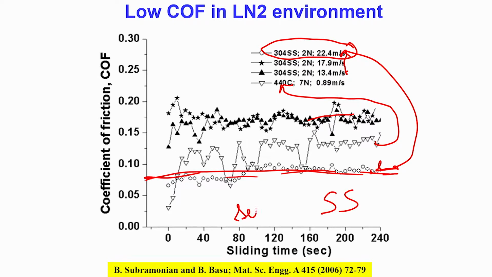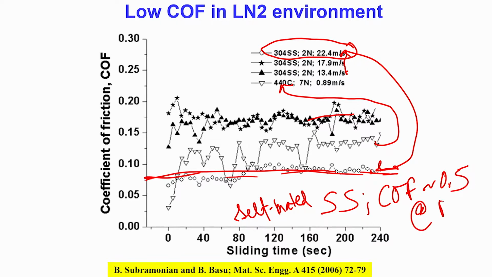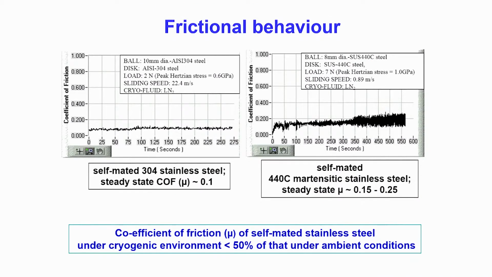If I am talking about the self-mated stainless steel at room temperature, the COF is around 0.5. So, this is 0.5 at room temperature, but at liquid nitrogen temperature at high sliding speed conditions, as you can notice here, the coefficient of friction is reduced almost 5 times. So, 0.5 to less than 0.1. Okay. This is one of the important observations here.